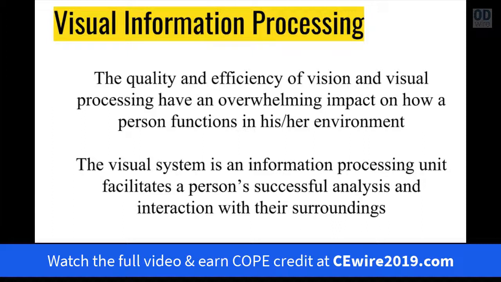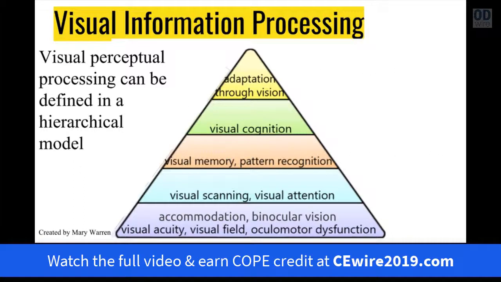So the quality and efficiency of vision and visual processing have an overwhelming impact on how a person functions in their environment. And the visual system is an information processing unit which facilitates a person's successful analysis and interaction with their surroundings. If we take a look at visual information processing, it can be viewed as a pyramid, which was created by Mary Warren, who is an occupational therapist, and it has a hierarchical model.